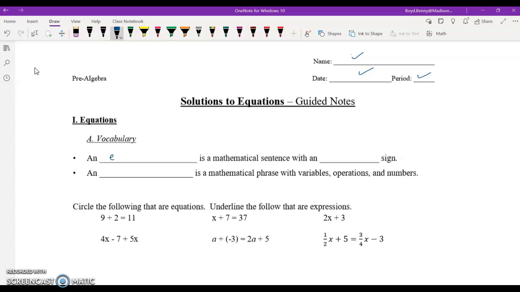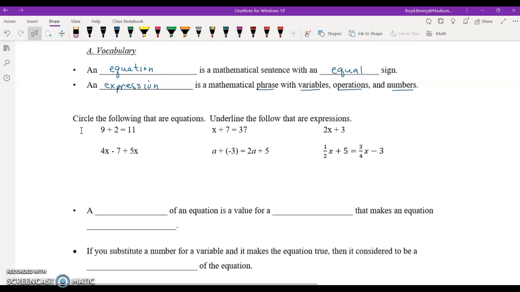So an equation is a mathematical sentence with an equal sign. That should make sense to you guys. The first part of this word equation is equate. Equate, equal means the same thing. On the other hand, an expression doesn't have an equal sign. It's a mathematical phrase instead of a sentence that uses variables, operations, and numbers.